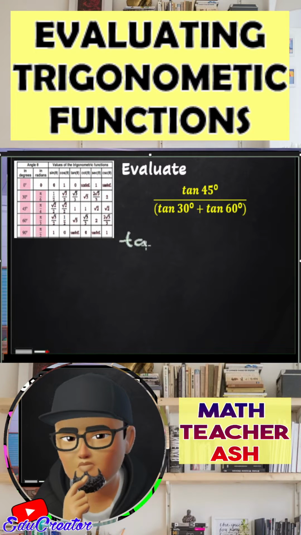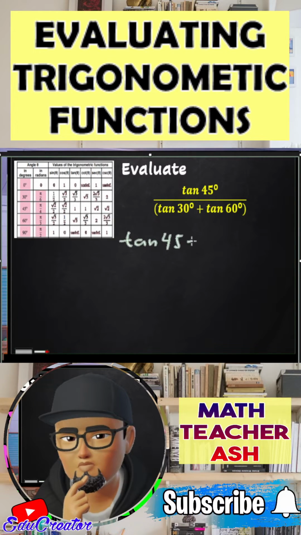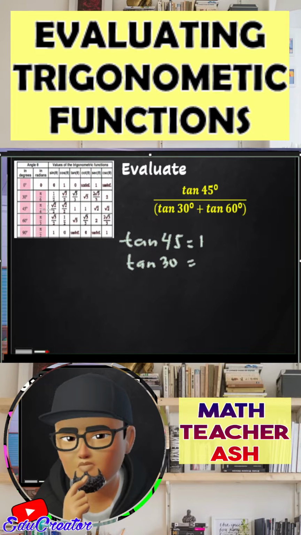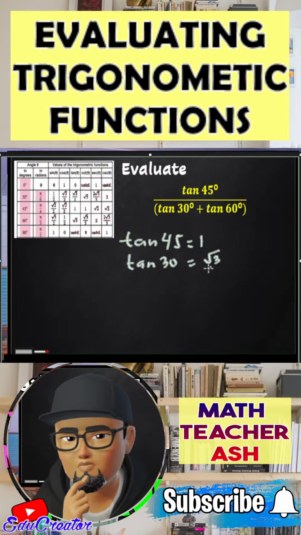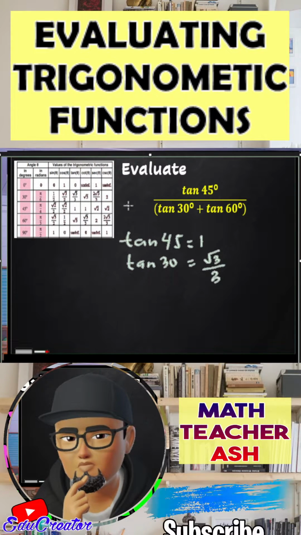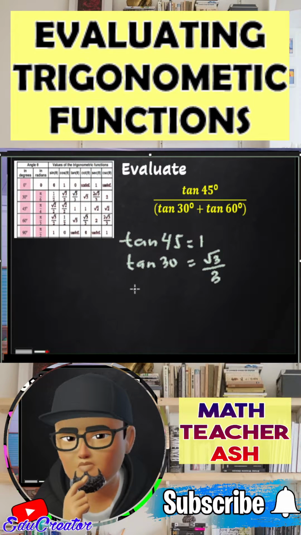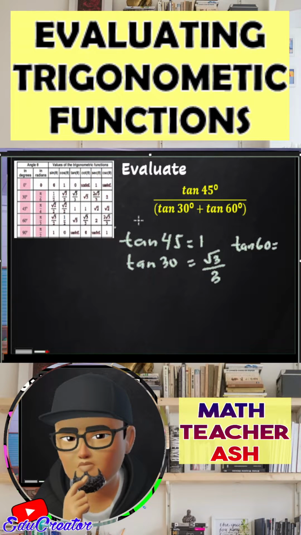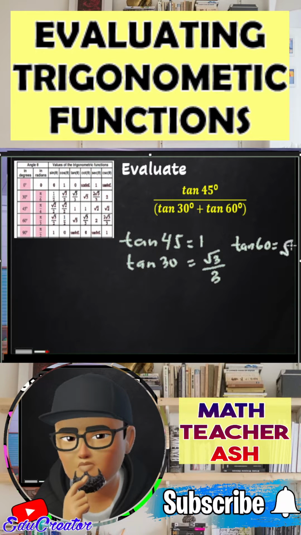By tan 45, we mean that the value of that is basically 1. Our tan 30 degrees, the value of that is equal to square root of 3 over 3, as you can see right here. And our tan 60 is equal to square root of 3.